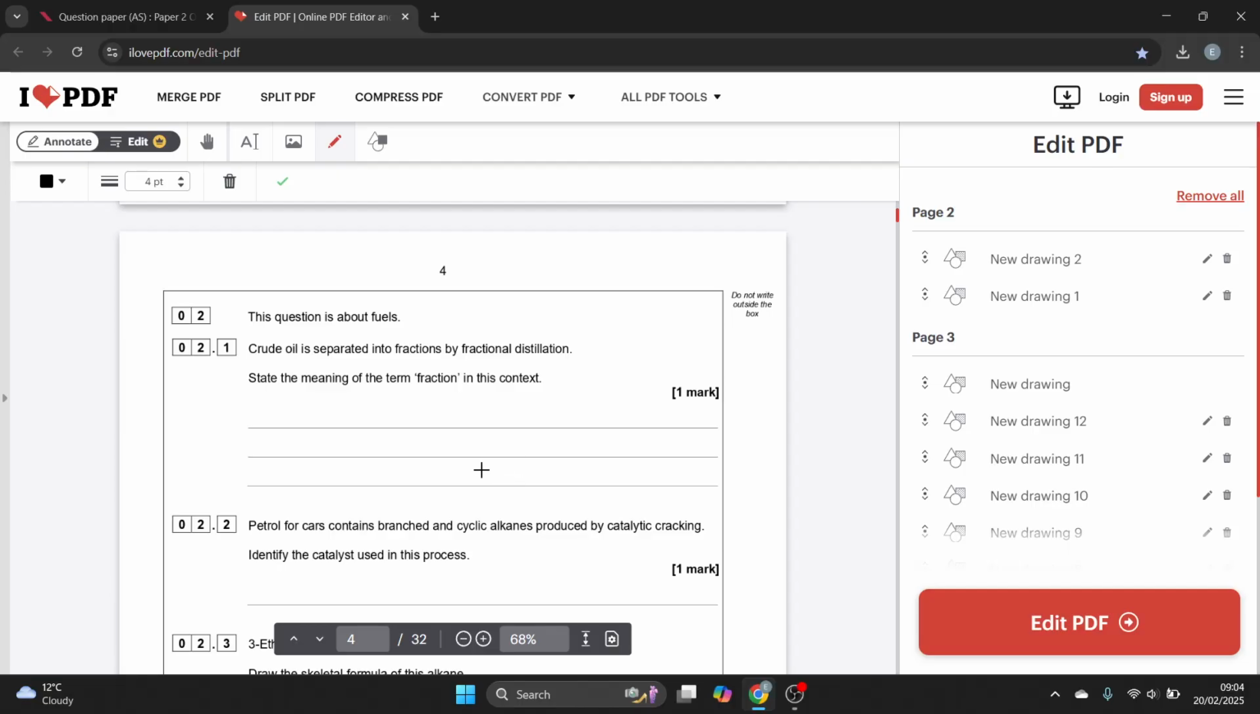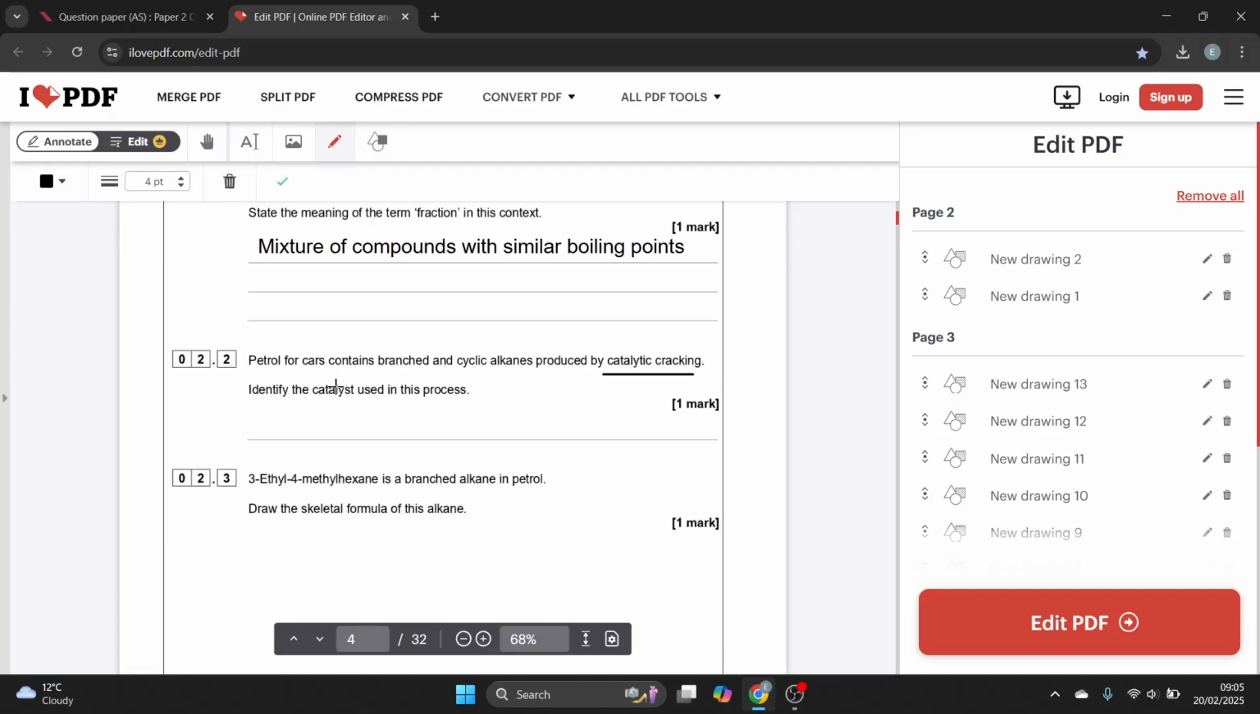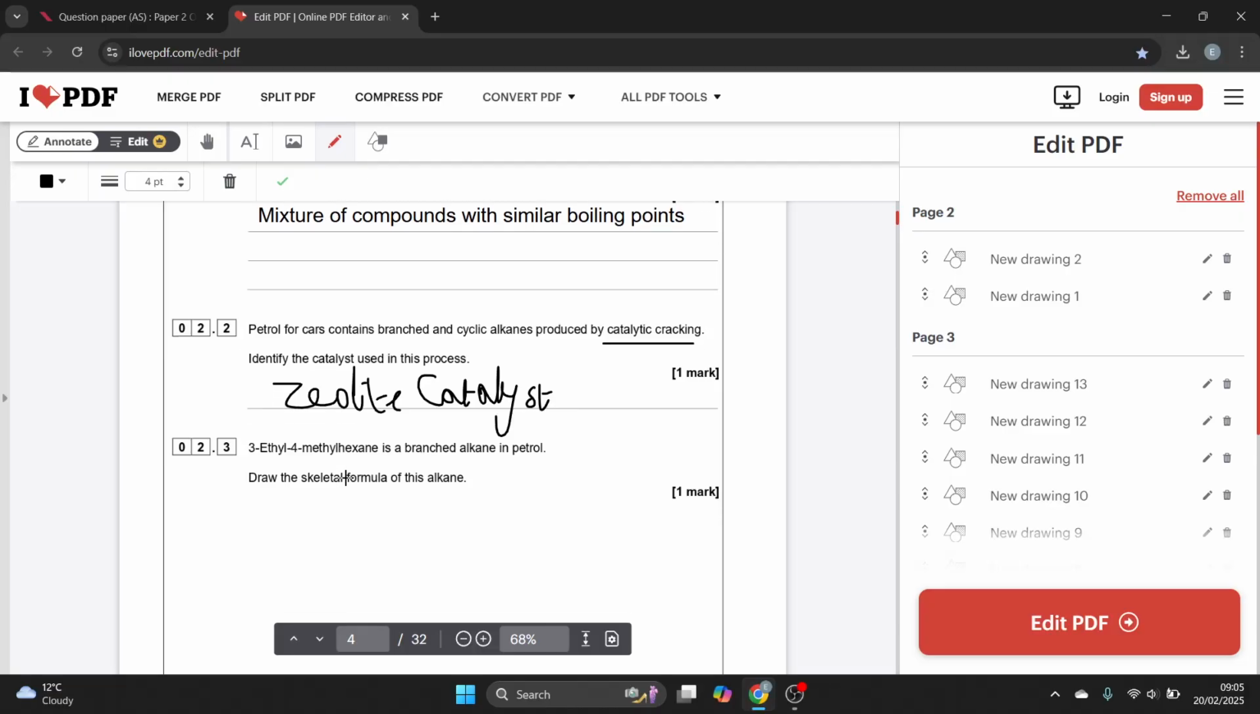Question 2.1, state the meaning of the term fraction in this context. So, fraction is a mixture of compounds with similar boiling points. Identify the catalyst used. Well, it tells me it's catalytic cracking, so it's going to be a zeolite catalyst, or aluminosilicate, but yeah, zeolite catalyst, fine.